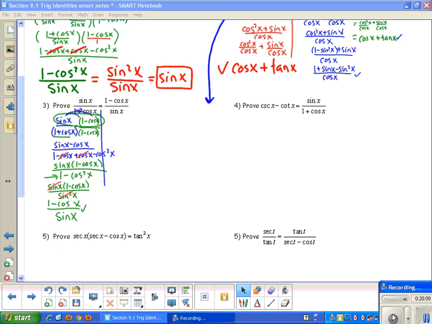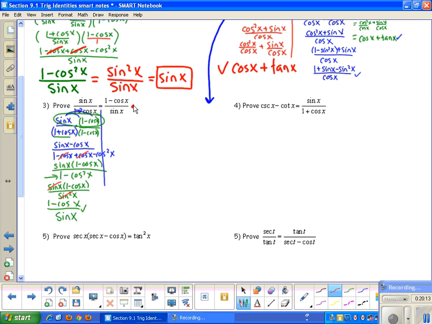So another way that I could have done this problem is instead of doing the left side of my equation, if I would have done the right side, I would have multiplied by 1 plus cosine x over 1 plus cosine x. You're allowed to do the conjugate of the numerator. If I do that, then in my numerator, I get 1 plus cosine x minus cosine squared x all over sine x times 1 plus cosine x, and again I didn't multiply that through because it's 1 plus cosine x in my denominator on the other side.